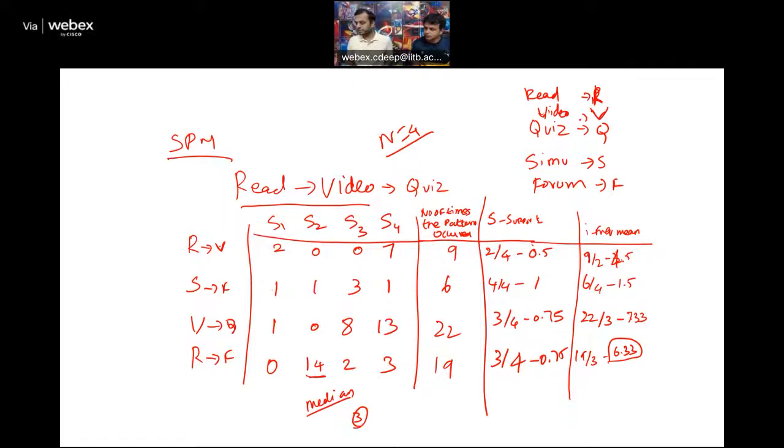So this is about SPM. I hope it is clear. Before, in the slide, due to the examples I selected, the number of students and the number of pattern occurrences were always equal. So it was not clear whether we should divide the total number of patterns by the total number of students or by only the students who got this pattern. So that was not clear, and I just wanted to make this clear. So let me go to the next one.